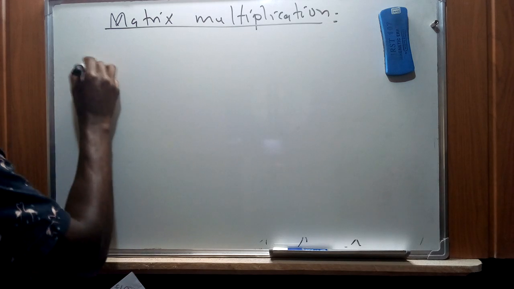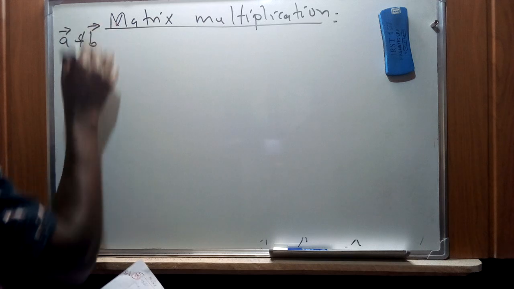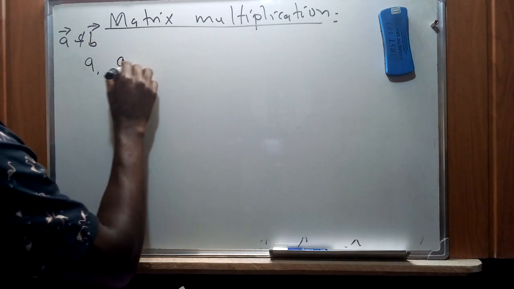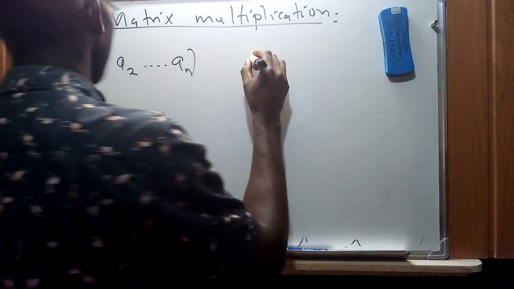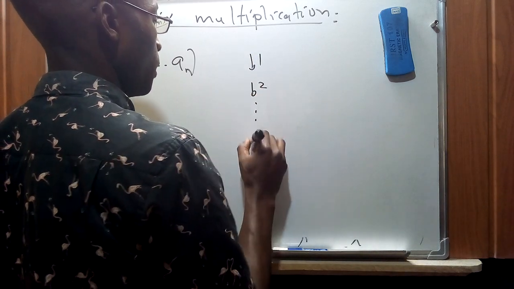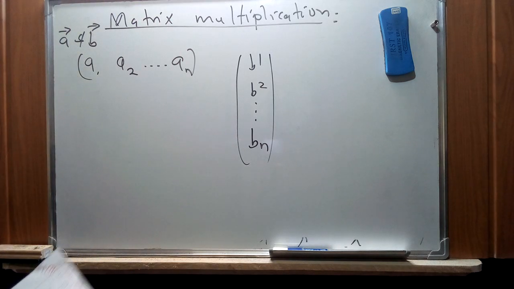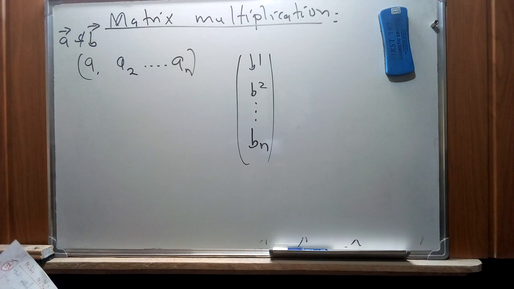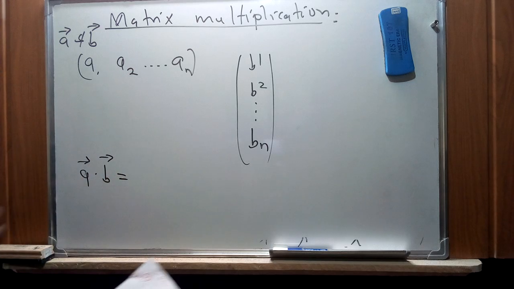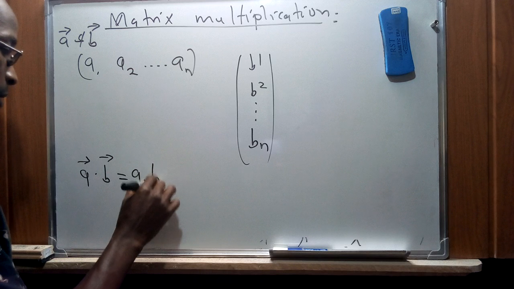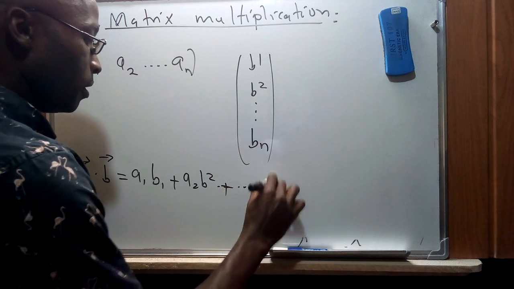So given a row vector A = (A1, A2, ..., An), and given a column vector B = (B1, B2, ..., Bn), we are able to find the dot product of those two, which is given as A·B = A1B1 + A2B2 + ... + AnBn, as we have illustrated.